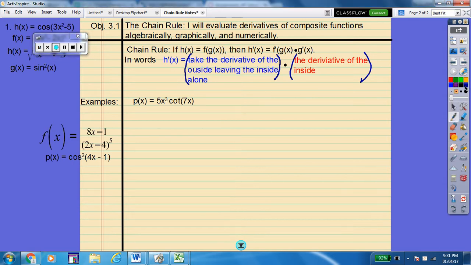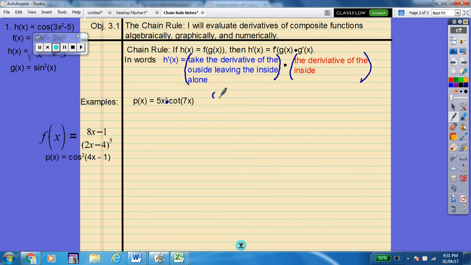But what we're going to do now is notice, let's just look at this function. I noticed that there's a function, 7x, inside of the cotangent, but I also noticed that there's a 5x cubed on the outside. Well, there's really not an outside and an inside between the cotangent and the 5x cubed. It's really a multiplication problem, a product. And so I have the product of 5x cubed and cotangent, but there is a 7x inside of the cotangent. So what's going to happen here is that I have really a product rule to set up. If I have a product, I have to take the derivative using product rule.